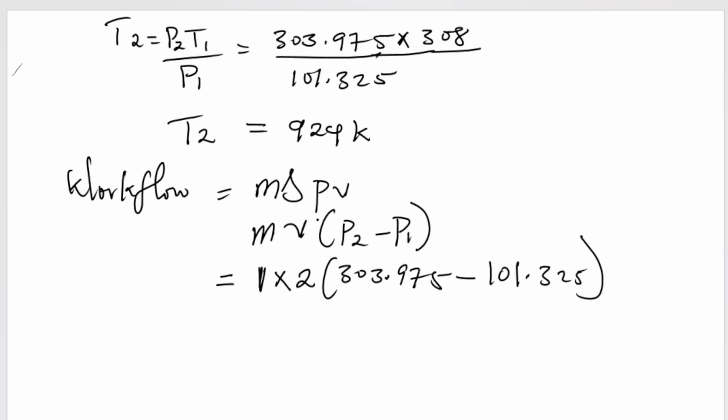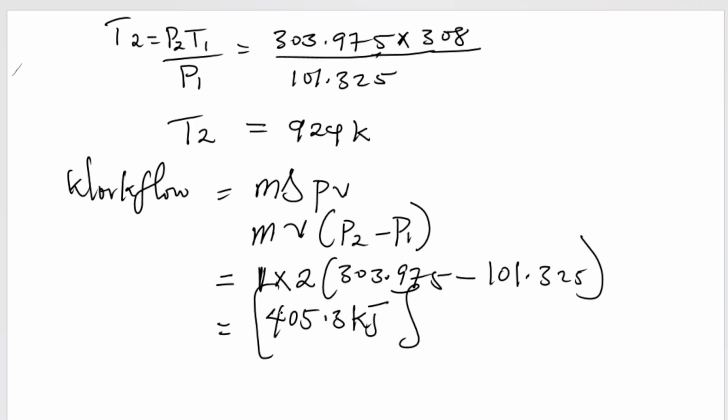After imputing my values, I punch my calculator and I arrive at 405.3 kilojoules. Are we together? So this is the value for your flow work. Now the next thing is to get to know your non-flow work.